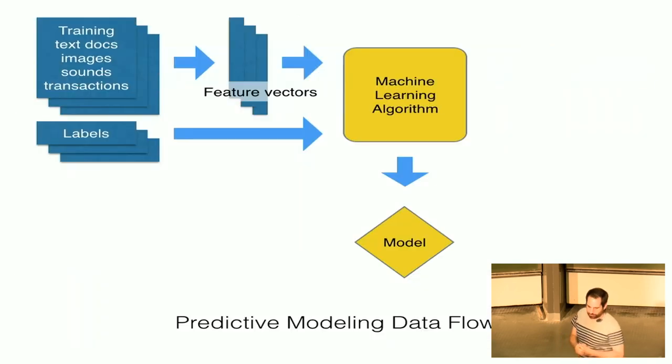So we can write that as a data flow. You start on the right-hand side from the historical data, and that data can be of very different kinds of formats. For instance, it could be text documents, images, sound recordings, or transactions in a database.